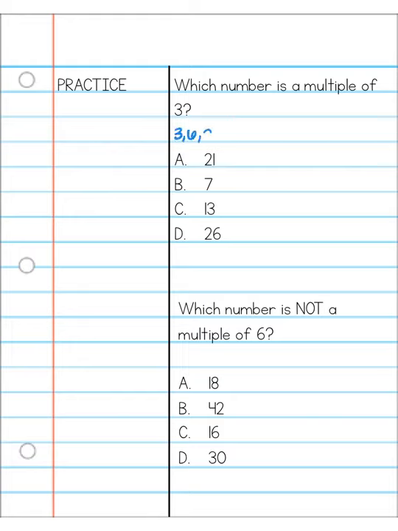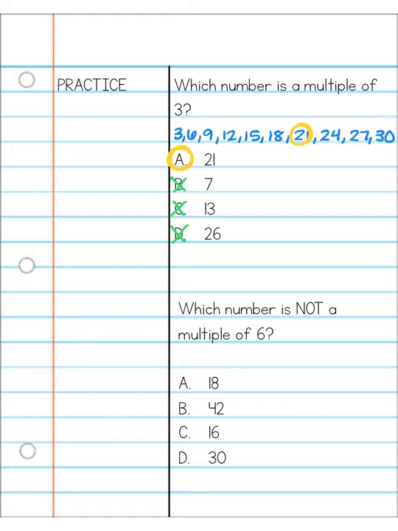3, 6, 9, 12, 15, 18, 21, 24, 27, 30, and that covers all of the numbers in our list. The only number that's on here that's also in our multiple choice answers is 21. So I know that 21 is a multiple of 3. 7, 13, and 26 are not on our list, so they are not going to be multiples of 3.